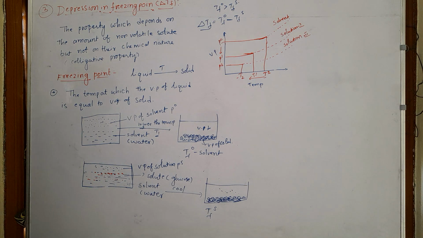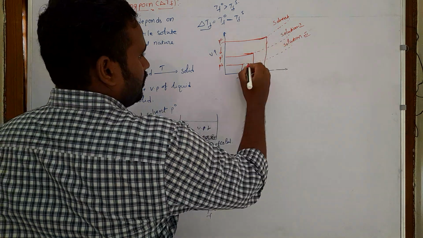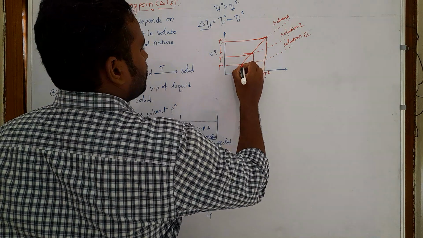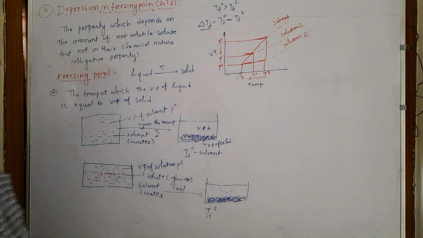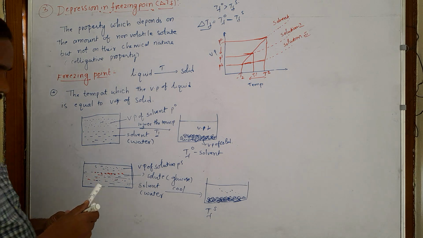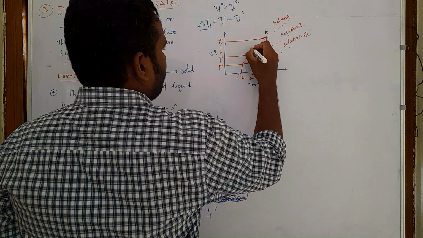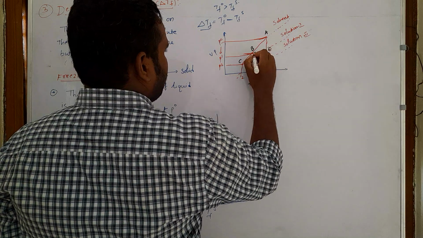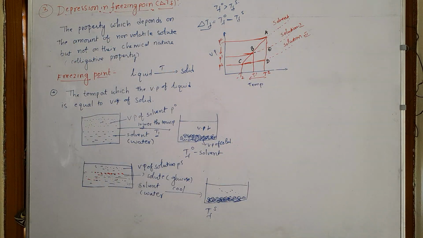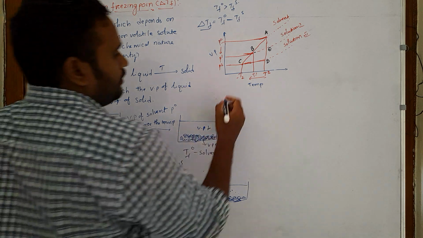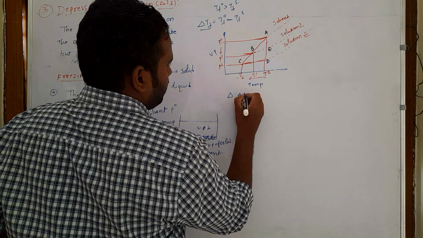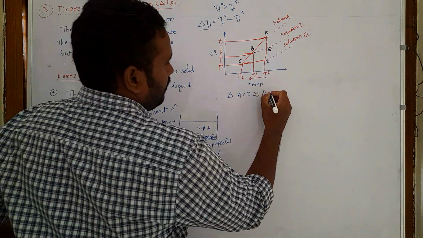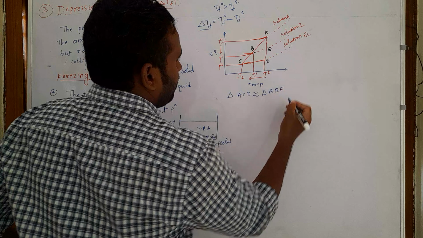Now let us draw some curves here. We can assume a triangle shape here. Now let us label the points A, B, C, D, E. It is also looking like a triangle. So in that diagram, triangle ACD is equivalent to triangle ABE.